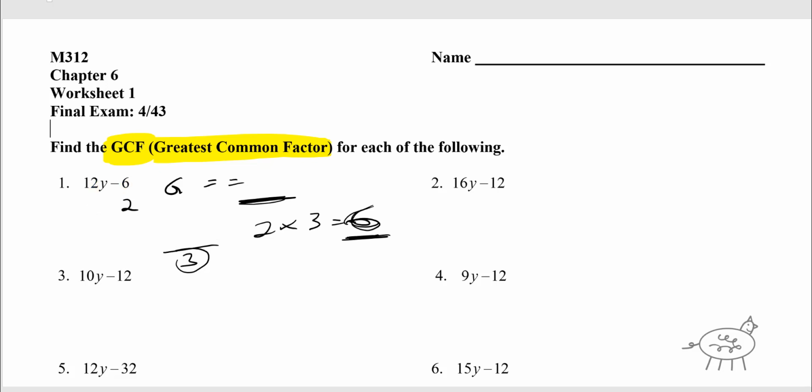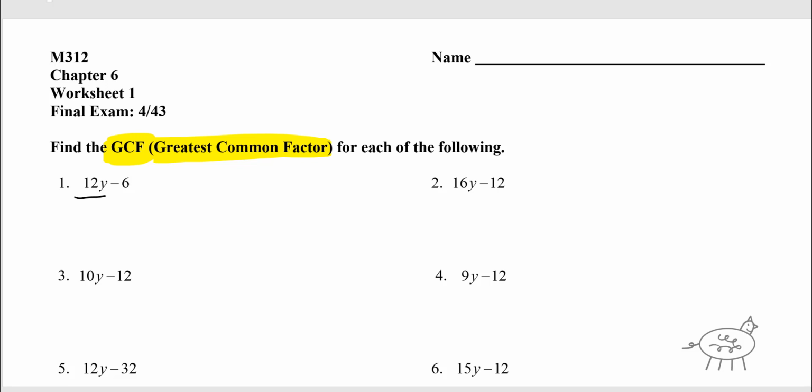So this is what I want you to do. This is the work you're going to do. You're going to say 6 is my greatest common factor, and then divide that out. You put a 6 here, and you have 2 terms. You're going to divide each of those by 6.